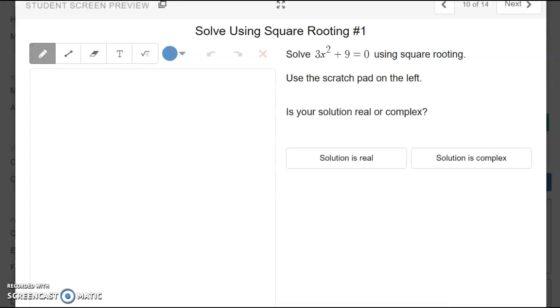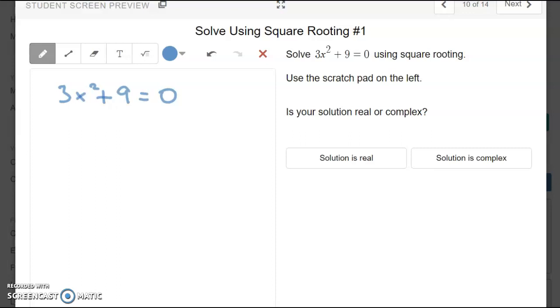Here we go. So we have to solve 3x squared plus 9 is equal to 0. So I write 3x squared plus 9 is equal to 0. Okay, what is the easiest way to solve when you have something squared and a term, and you're missing the middle term, the x term? The easiest way is by doing square rooting.